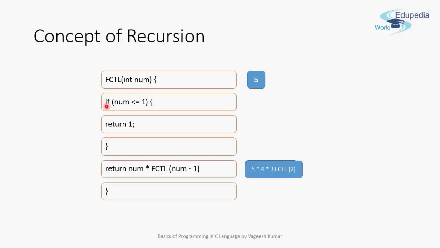Okay, so it will say if num is less than or equal to 1, 2 is not less than or equal to 1. So again we will skip this line, and again this particular line will be called, and here we will again have 5 into 4 into 3 into 2 into factorial of 1. So these two terms, 2 multiplied by fctl of 1, have been added in the latest iteration. Okay, so again see, our whole factorial series is now getting generated, and what will happen this time is we will call the fctl function again with the argument 1.